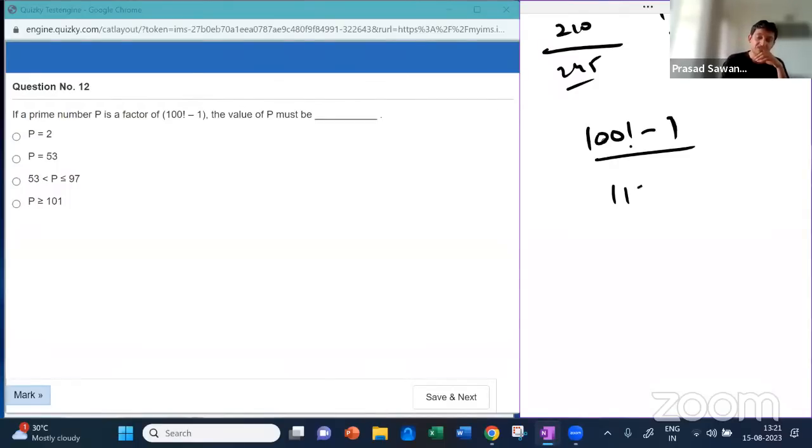So 5 factorial minus 1 कितना होता है? 119 होता है, right? Now 5 factorial minus 1, 17 and 7. Let's say. तो एक तो 2 तो नहीं होगा for sure, because it will be an odd number. P equal to 53. ये कहाँ से रेवोल्यूशन आ गया है 53 का? That we don't know. 53 to 97 के बीच में कुछ है.